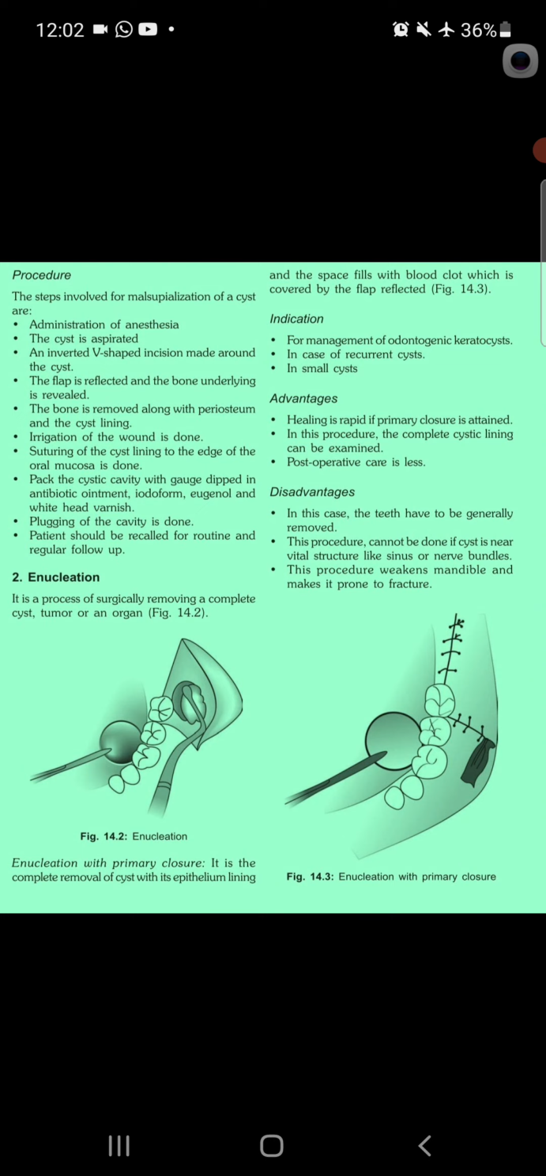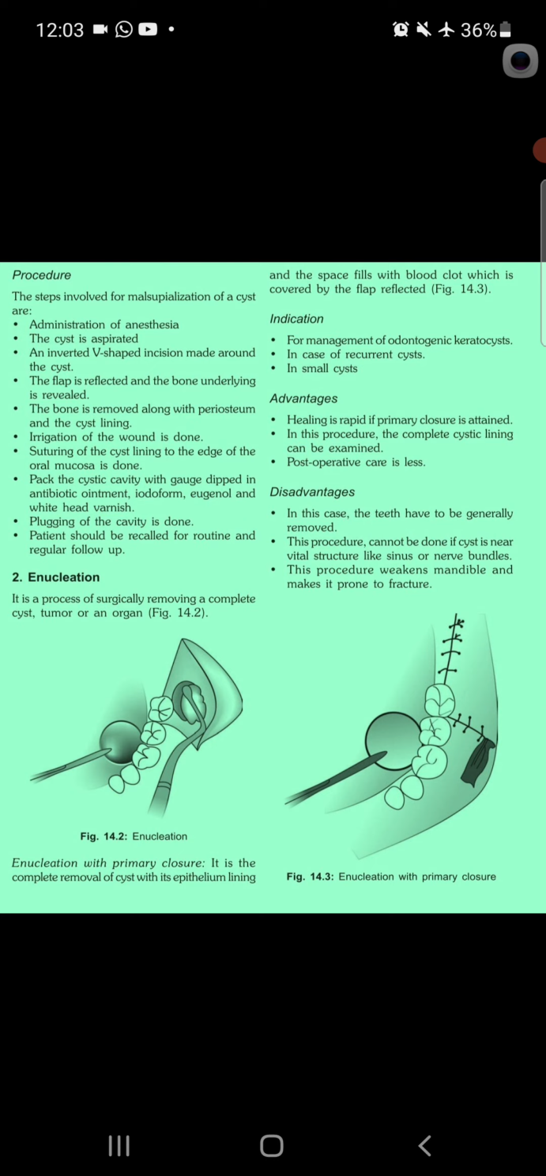The flap is reflected and the underlying bone is revealed. The bone is removed along with the periosteum and cyst lining. Irrigation of the wound is done. Suturing of the cyst lining to the edge of the oral mucosa is done. Pack the cystic cavity with gauze dipped in antibiotic ointment, iodoform, eugenol and whitehead varnish. Plugging of the cavity is done. The patient should be recalled for routine and regular follow-up.